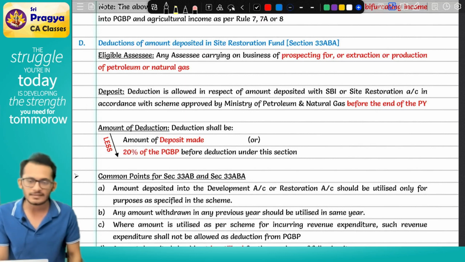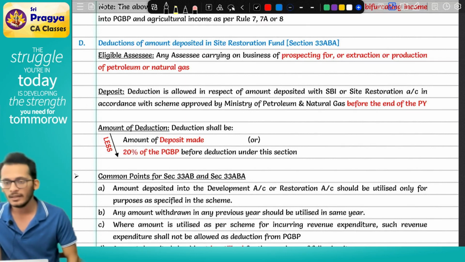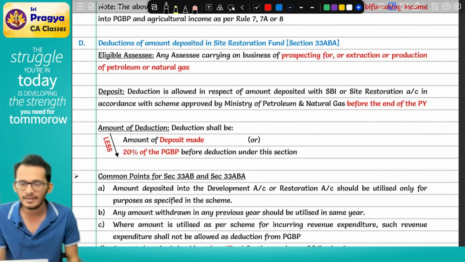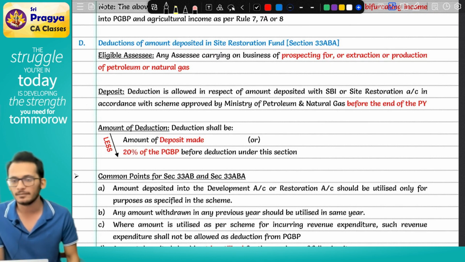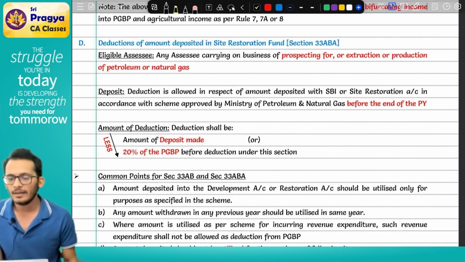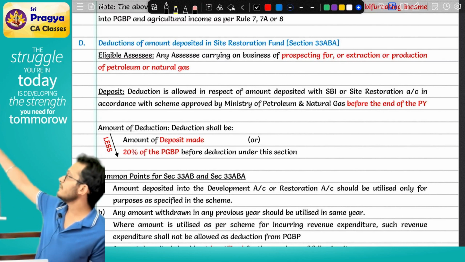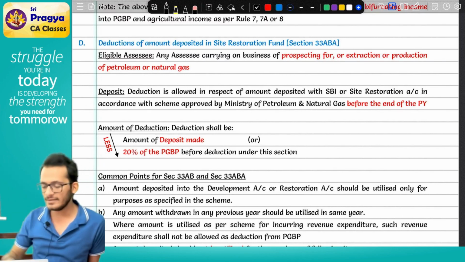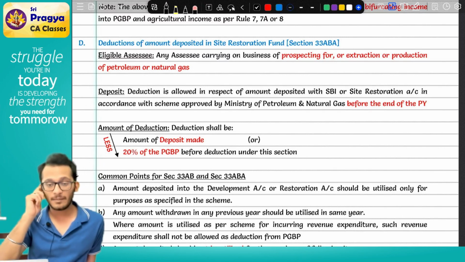Same way, there is another item. It is called the site restoration fund. What fund? Site restoration fund. This is generally created for petroleum and natural gas people, people who are engaged in petroleum or natural gas. Read the word. It says site restoration fund. Basically, they're saying it is for people who extract petroleum and natural gas.